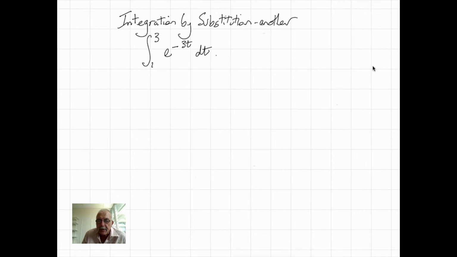Another example of integration by substitution. We haven't done one with e, so we'll do this one: the integral between 1 and 3 of e to the minus 3t dt. How do we know what substitution to make? We've got to make this easier so we can actually just use our table of integrals that we've learned.